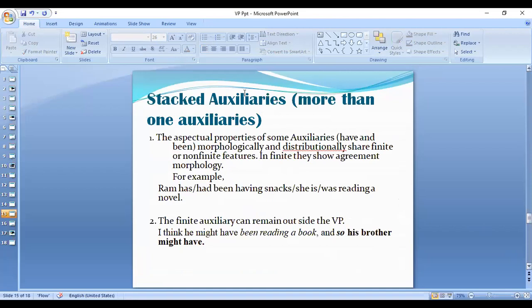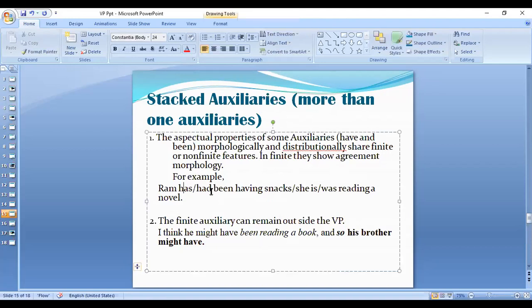Now, the next concept is stacked auxiliaries. Stacked auxiliaries means a sequence of auxiliary verbs, more than one auxiliary. Because of these stacked auxiliaries, there are some changes in the aspectual properties of some auxiliaries, such as "has" and "been". Aspect refers to the progressive, perfective or something else, that is morphologically or distributionally shared by finite and non-finite features. They show agreement morphology. I think the example will clarify this.